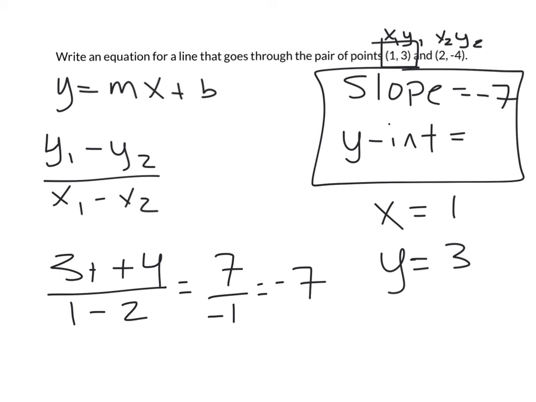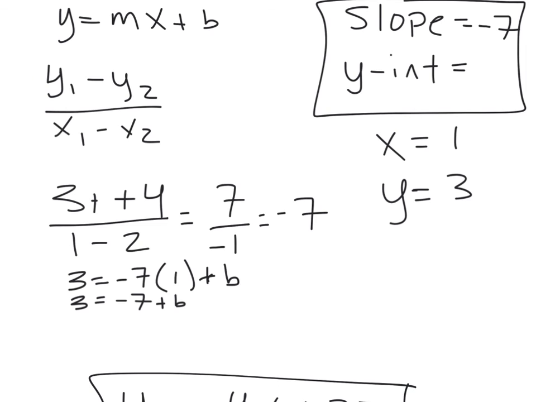I have y is equal to mx plus b. I'll just jump right into y is 3, equals m, which is negative 7, times x, which is 1, plus b. Now we're going to do the math. 3 is equal to negative 7 times 1, which is negative 7, plus b. To get b by itself, I need to add 7 to both sides. That cancels out. 3 plus 7 is 10, so 10 is equal to b.